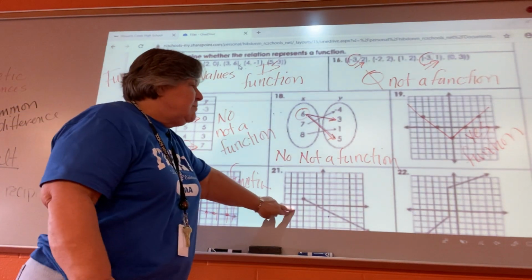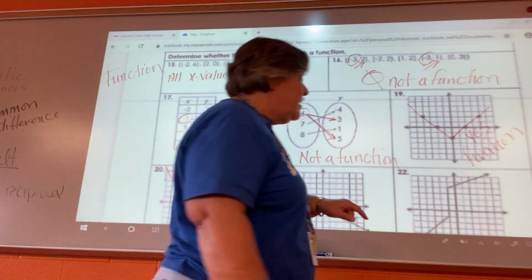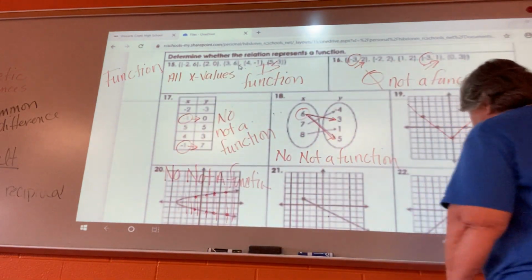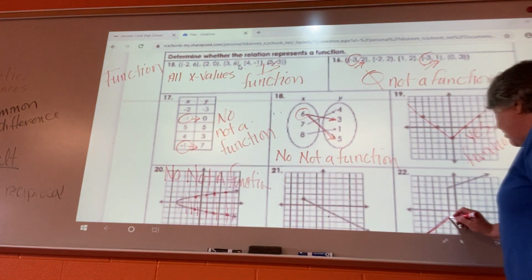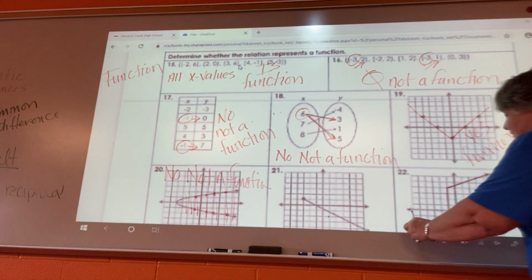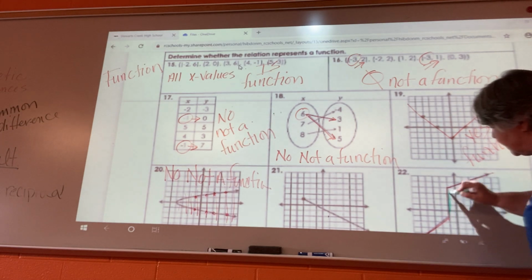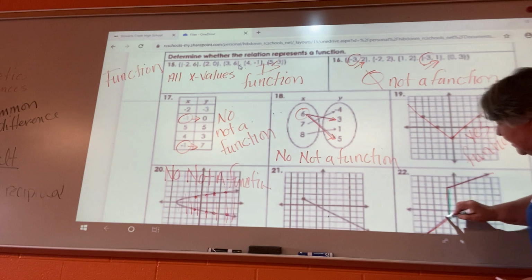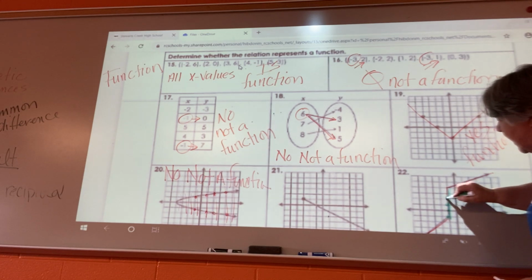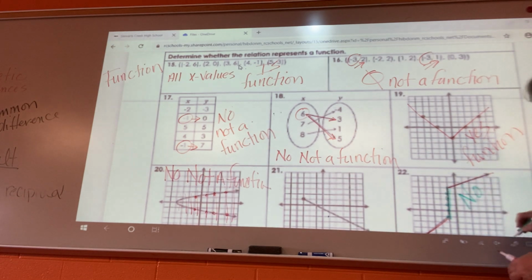This one you should be able to use the vertical line test on and tell me whether it is or is not. This one also, the line is here, then it goes here, and then it goes here. Well, if I use the vertical line test on this, it covers this twice. This right here means that the x value is the same all along here. So no, not a function.